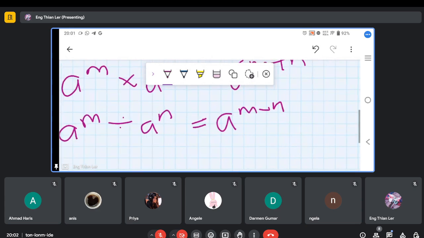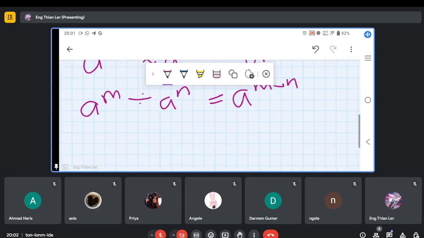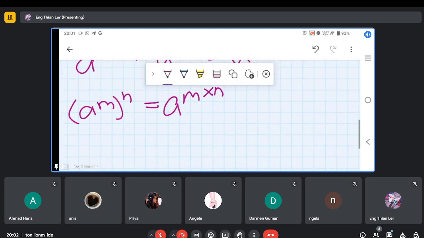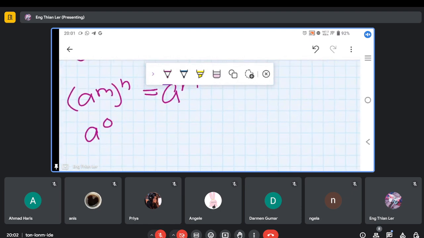And the third one is when you raise a to the power of m to another power, which is n, this will be a to the power of mn, which is m multiplied by n. Another law is anything to the power of 0 is 1. No matter what, like 2000 to the power of 0 is 1, x to the power of 0 is 1, x to the power y to the power of 0 is 1. Anything to the power of 0 is 1.